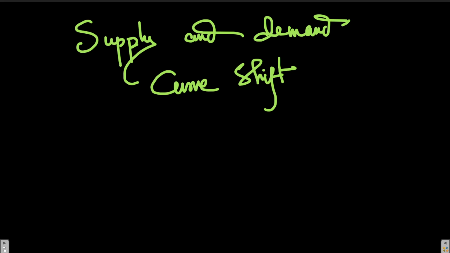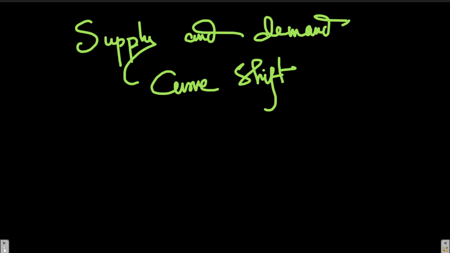We will talk about the supply and demand curve shift. In the previous lectures, we talked about what happens if a supply curve shifts and what happens if a demand curve shifts. Now, in this lecture, we're actually going to talk about what if both the curves shift, what are the different possible directions that the shift may take, and what are the outcomes of such shifts.